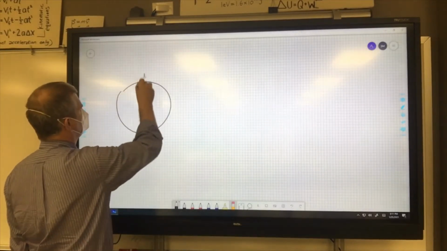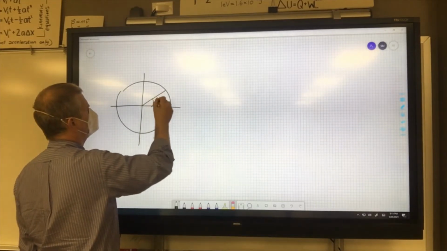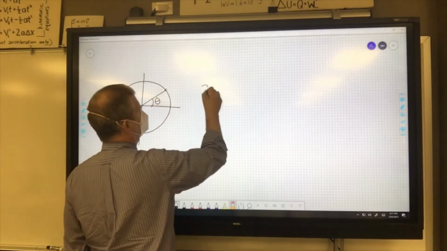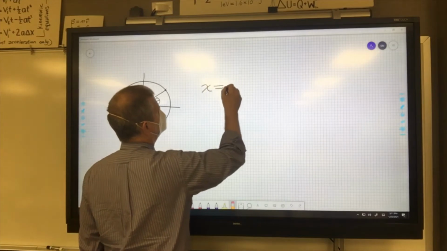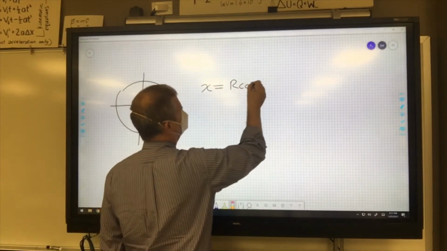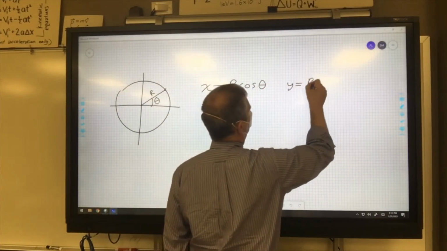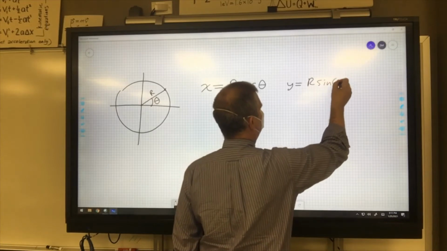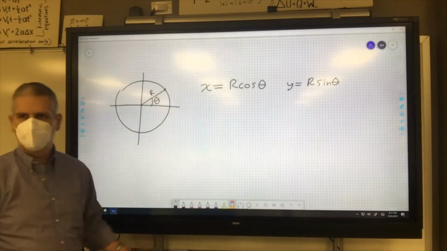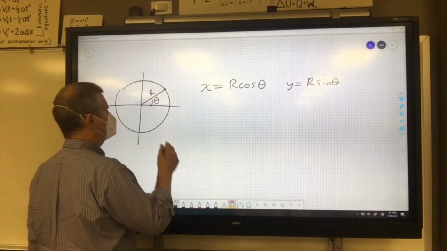We had a circle. Here's our x and y axes, and we had an angle theta. And we said that the x position would be r, whatever r is, times the cosine of theta, and that the y position would be r sine theta. That's just basic geometry, right? Basic trigonometry, okay? And what about the velocity?